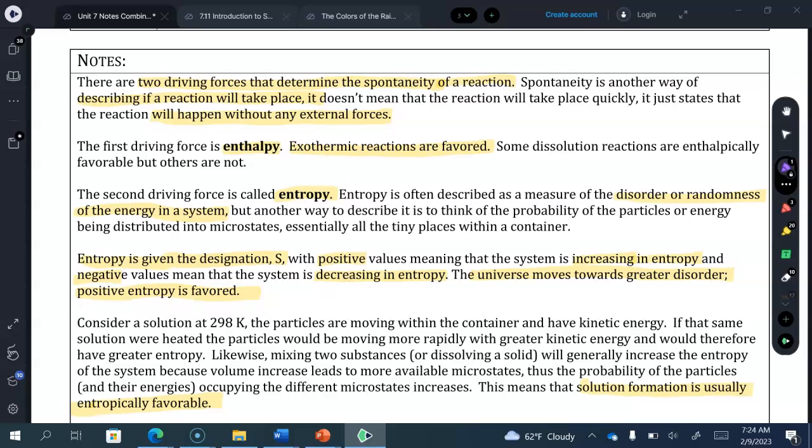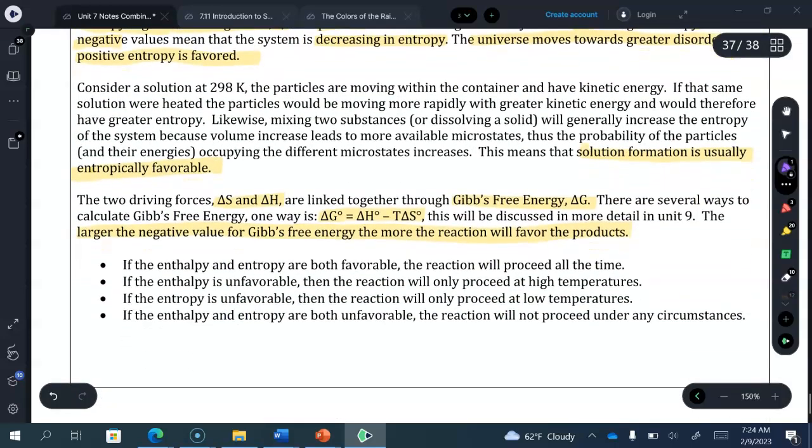Okay. So consider a solution at 298 Kelvin. The particles are moving within the container and have kinetic energy. If that same solution were heated, the particles would be moving more rapidly with greater kinetic energy and would therefore have greater entropy. This is because the faster they move, they can be in potentially more random combinations of organization or disorder. They have multiple spots where they could be if they're moving faster compared to when they're moving slower.